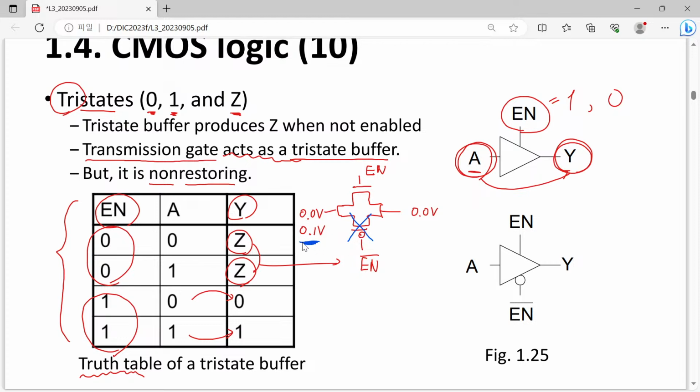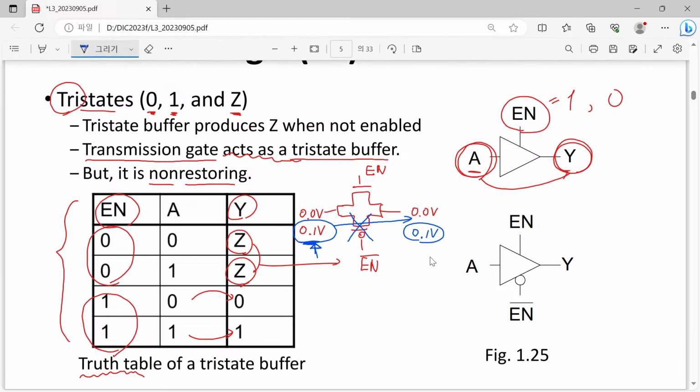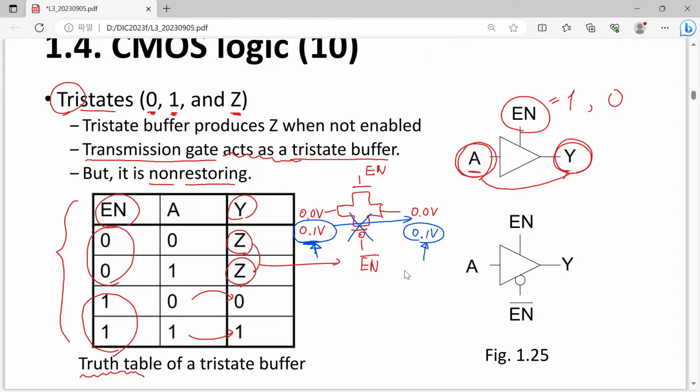So now it can pass our logical 0 to the output. However, it does not map our 0.1 volt to 0.0, the desirable value. Instead, it just copies the value. So if we have a small perturbation or fluctuation from 0, then it will just be copied into the output. Is it good or bad?